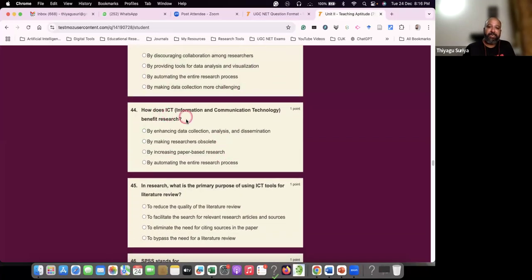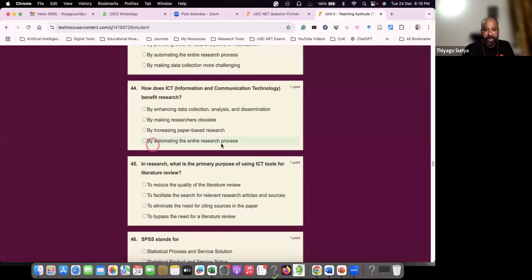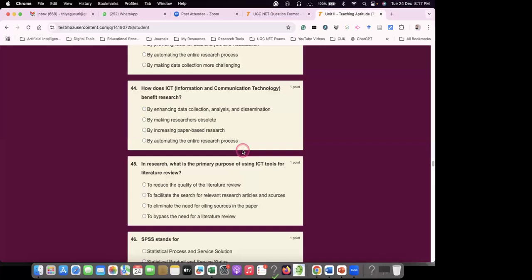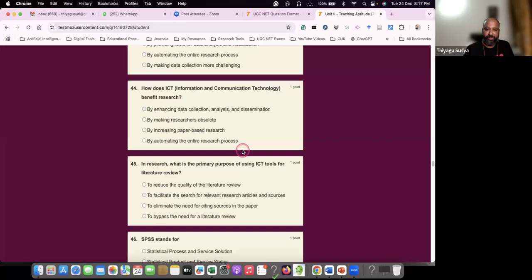And how does ICT benefit research? Please kindly identify the most relevant answer. How does ICT benefit research? By enhancing data collection and analysis. Yes, it will be the first answer, because the most relevant is the first answer, by enhancing data collection and analysis.